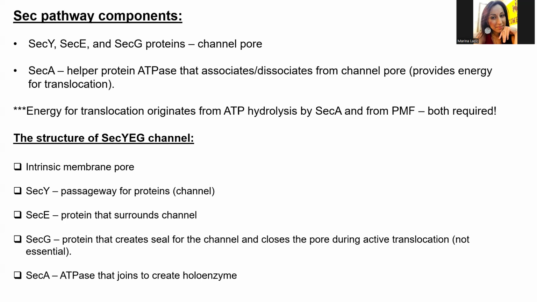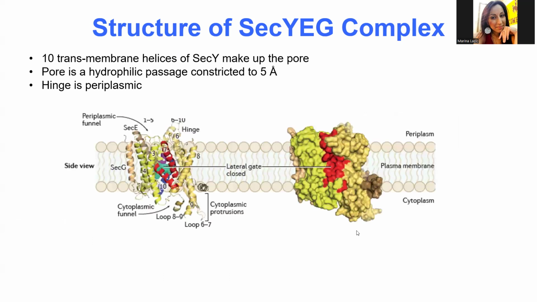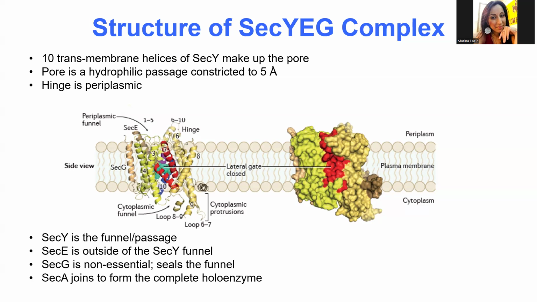Again, you don't have to memorize how many transmembrane domains SecYEG has. It's just an integral membrane receptor, and this is how it looks. It's embedded in the membrane, so it's like a transporter. So just memorize what Y, what E, what G, and what A are doing, and memorize that A is actually part of the holoenzyme, but it's not embedded in the membrane.